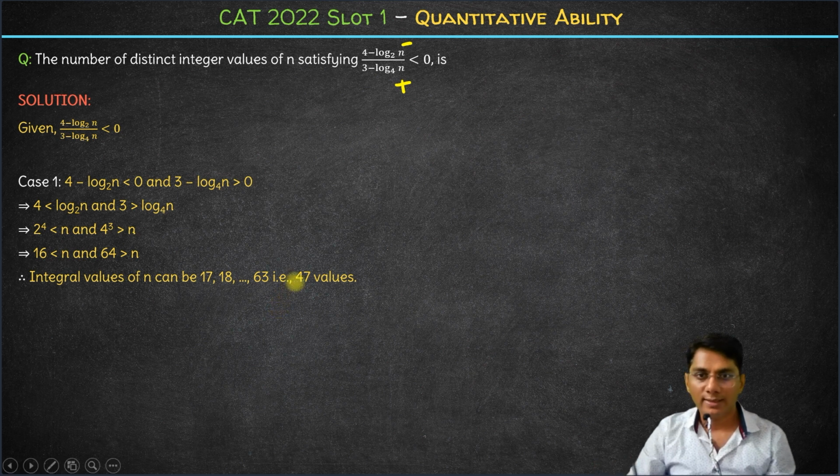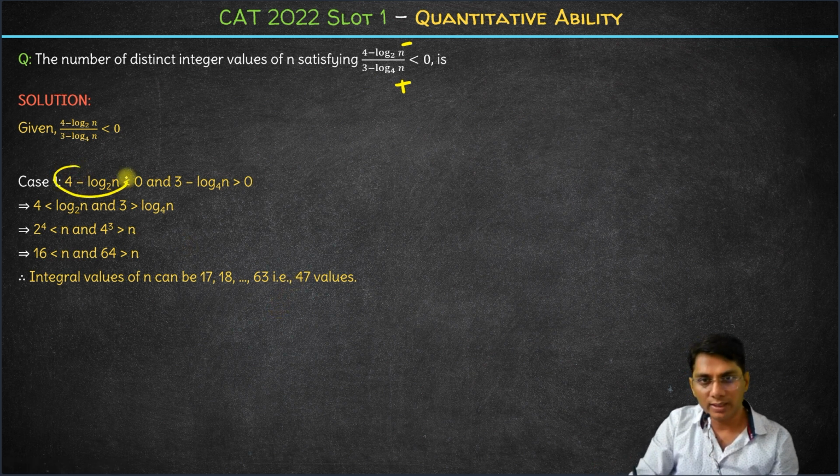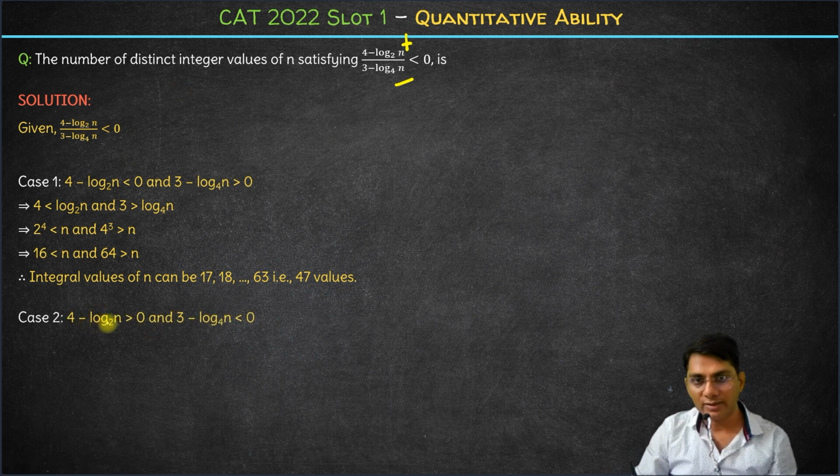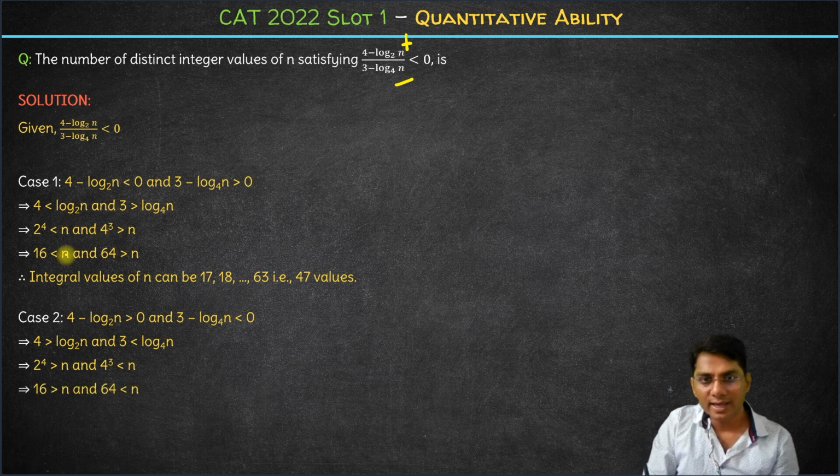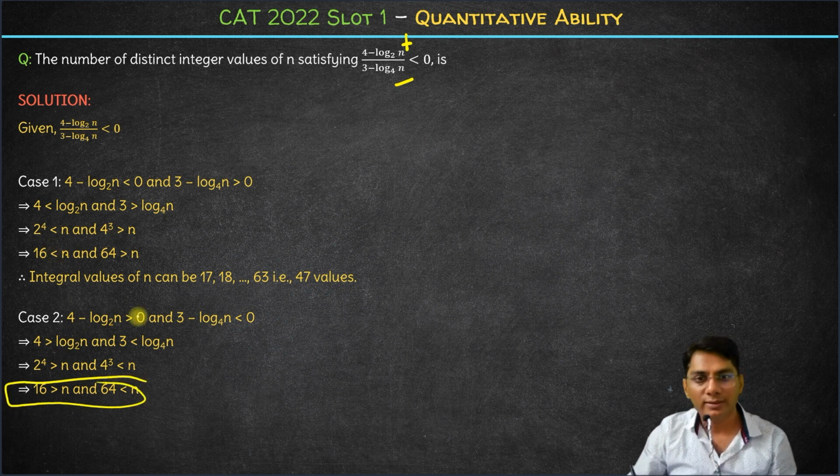Now let's take the other case where the numerator will be positive whereas the denominator will be negative, right? So this is the second case. 4 minus log n base 2 should be greater than 0 and 3 minus log of n base 4 will be less than 0. Again the solution will be the same except the direction of the inequality will change. So in the second case, what we'll get at the end is n should be less than 16 and n should be greater than 64.